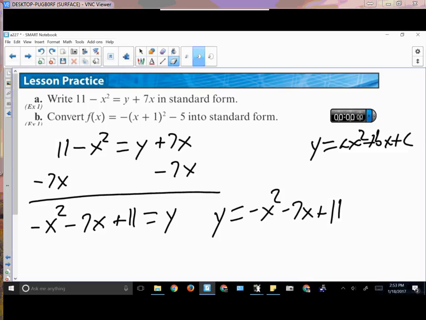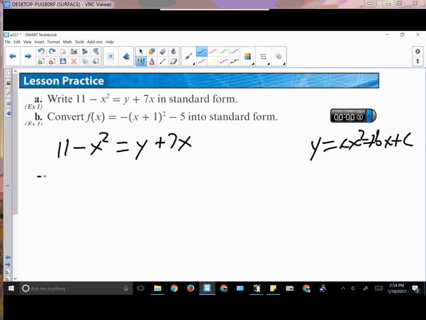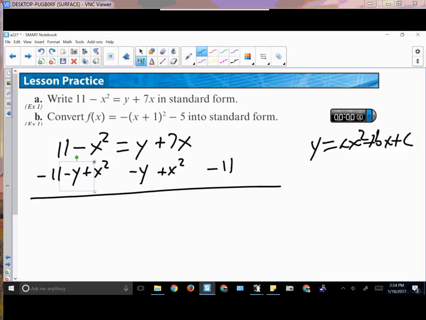Now, if you didn't do it that way, and you did it the other way, what it would look like is this. You would have subtracted 11, subtracted y. Doesn't matter where you put it, subtract y. And then you've got to add x squared, add x squared. So you got to do a lot of moving around here. So the 11s cancel out. Those cancel out, so I'm left with negative y is equal to x squared plus 7x minus 11.